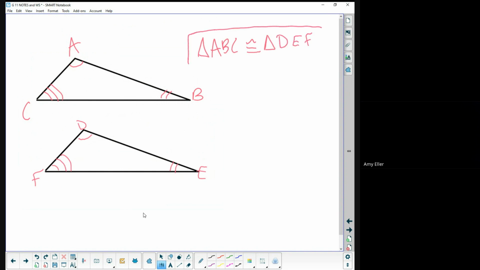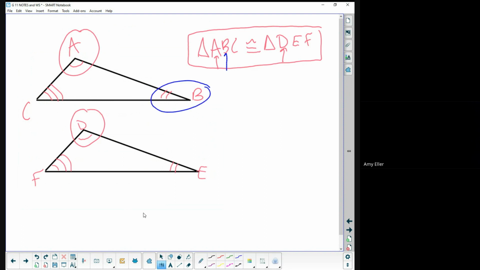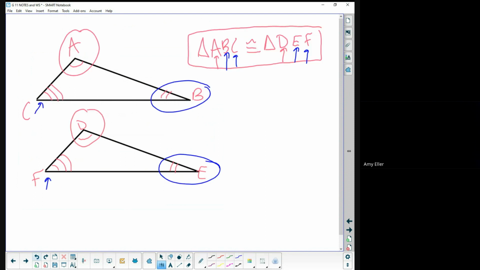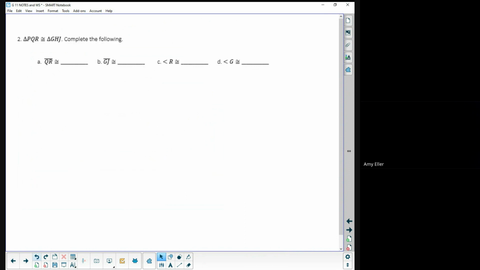DEF. Now the order I wrote these is very important. Notice where A is, angle A and D are the same. So they're both in the same spot. They're both listed first. Angle B matched with angle E. Those were alike exactly. So I write them in the same order. And then, of course, angle C and angle F are congruent to one another. So the order in which I write this congruent statement is important because it tells me what letter here corresponds with what letter here. Now let's work on our notes.